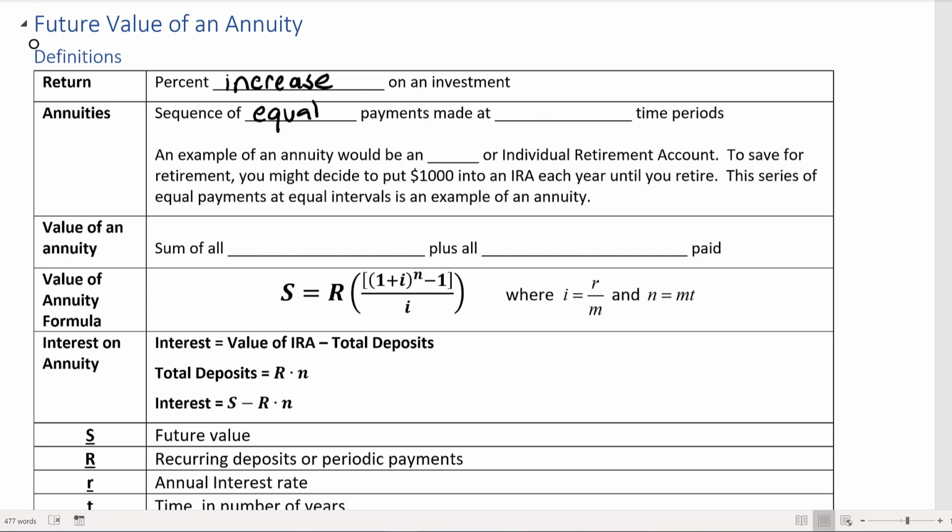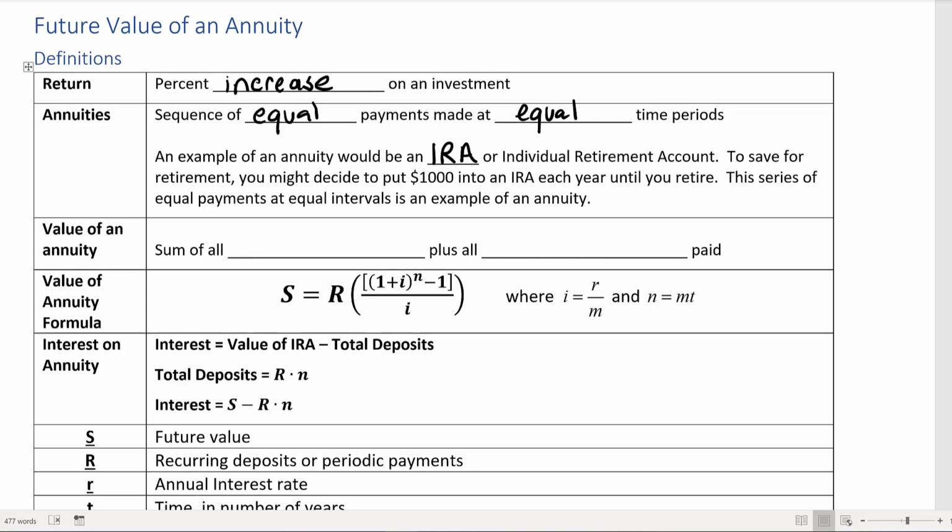An annuity is a series or sequence of equal payments made at equal time intervals. An example of an annuity would be an IRA, or an individual retirement account. To save for retirement, you might decide that you want to put $1,000 into your IRA each year until you retire. This series of equal payments at equal intervals is an example of an annuity, saving up with equal payments at equal times for something in the future, like retirement.